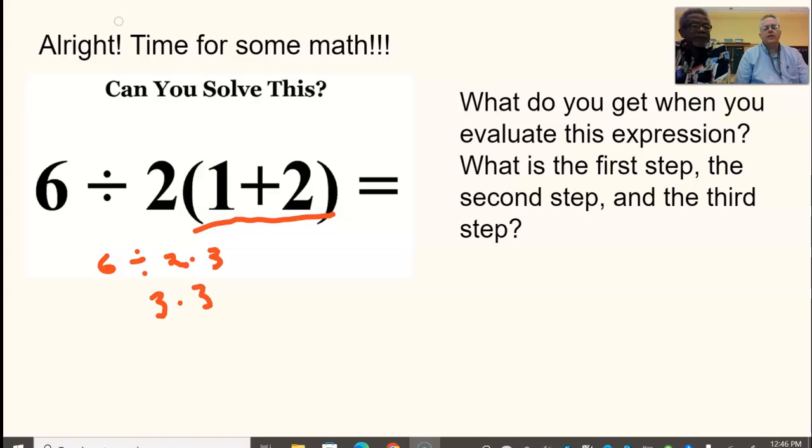So multiplication and division have the same order of importance. That's true. You do them however you encounter them from left to right. So we get 3 times 3, which is 9. So if you answered 9, you'd be part of the 10% that got that right. Good. So on to the next one.